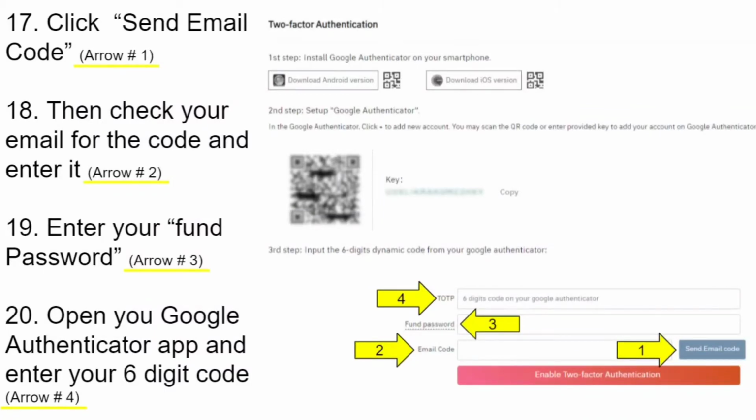The reason for doing number 4 last is because that code in Google can only be generated for 45 seconds. If you put that in first, and then you have to enter your fund password, then open your email, and then type in the little code from your email, it's probably going to be past 45 seconds. So the reason I'm showing you to do this in the backwards order is because of that 45-second number. It's just best to put it in last to save yourself the headache of doing it twice, okay? After that, click Enable 2-Factor Authentication, okay?